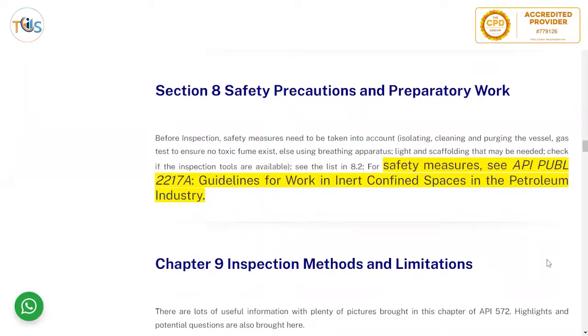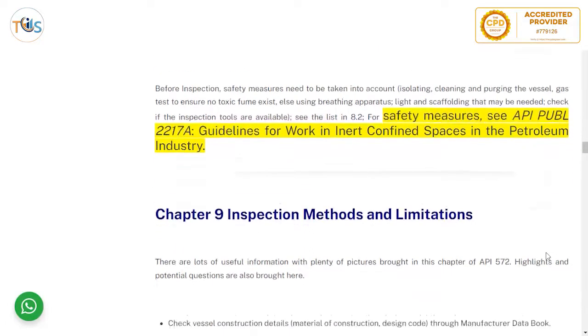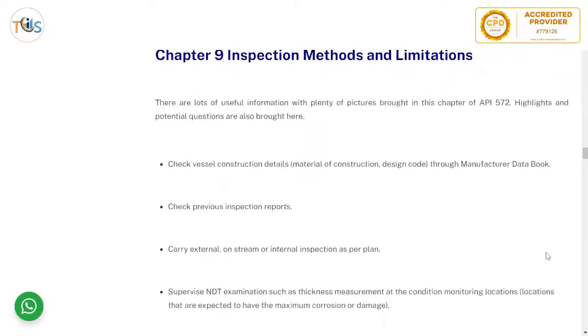For safety measures, you should always consult API publication 2217, which is a guideline for work in inert confined spaces in the petroleum industry. So if they ask what is the guideline for inert confined space, it is API 2217. All 2000 series of API are safety. Just remember this, please. Chapter 9, inspection methods and limitations.